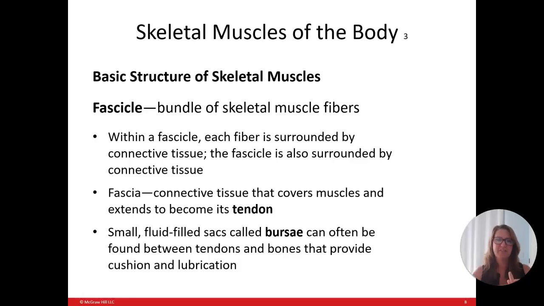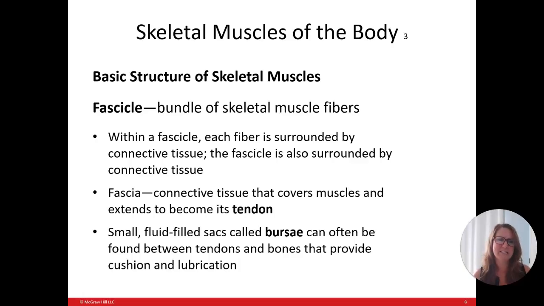Okay, the fascia. You might have heard of fascia, like if you are just really tight, you might have heard of myofascial release. Well, the fascia is a connective tissue that covers your muscles and extends to become a tendon. Sometimes our fascia gets really locked up, it gets really tight, and it's going to affect how your muscles are working. So you might end up with some muscle strain, muscle pain, from that tight fascia.